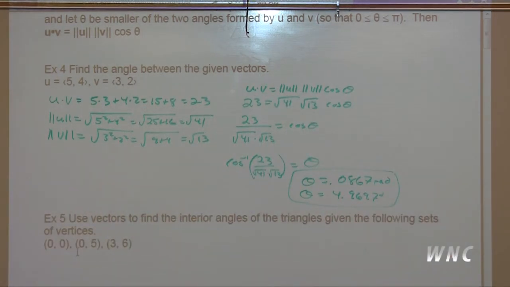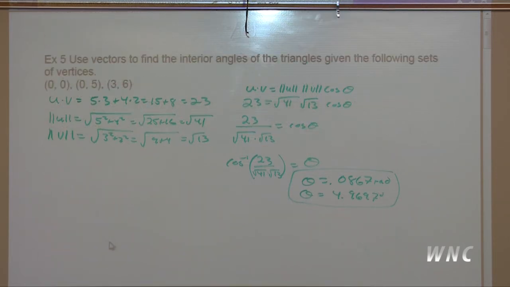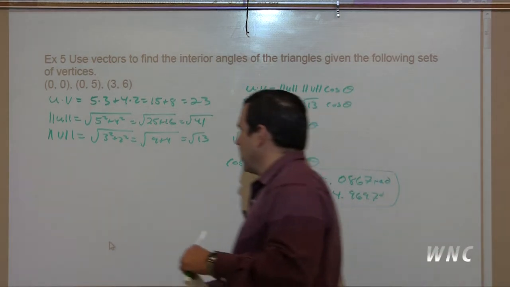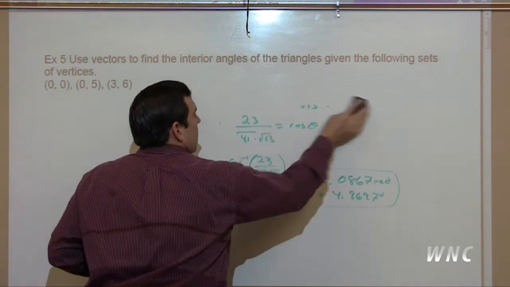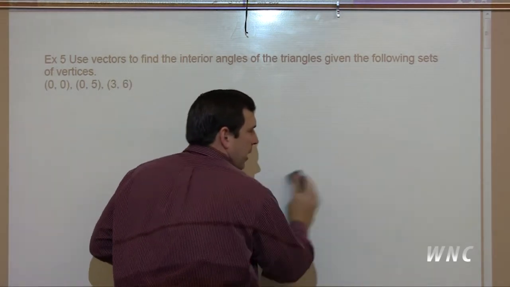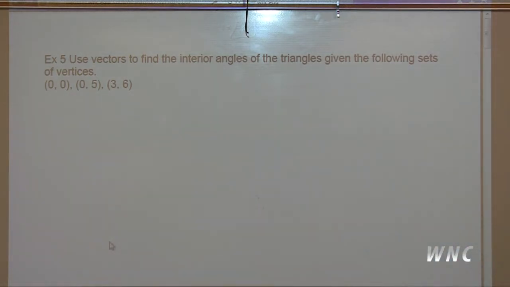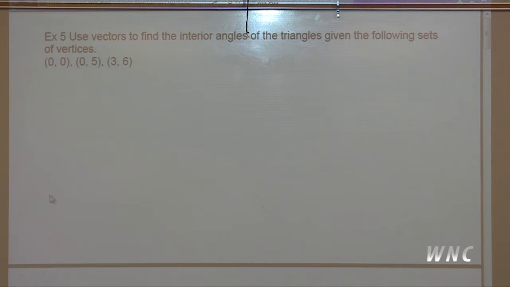Let's go ahead and look at example 5 then. We're going to use vectors to find the interior angles of the triangle given the following sets of vertices. So the nice thing here is it's a triangle, so we have to just find 2, and then we can use the property that the sum of the angles of a triangle is 180 degrees. There, a little more space.